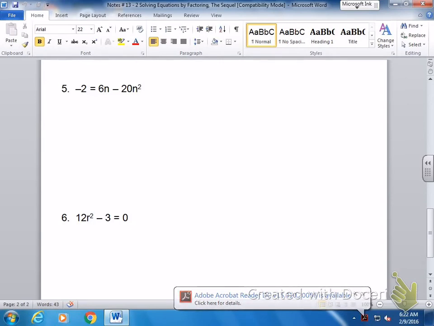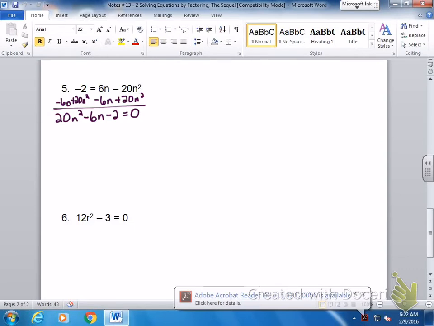Now, I was telling you last time we want to try to get our n squared, our x squared part, positive. So I'm going to add it to the other side. I'm going to move both of those terms on the right to the left. I'm going to subtract 6n and add 20n squared, and I'm going to do that to both sides. So now I have 20n squared minus 6n minus 2 equals 0. If you need to do that in 2 steps, go ahead, but just know we're moving them both to the other side.